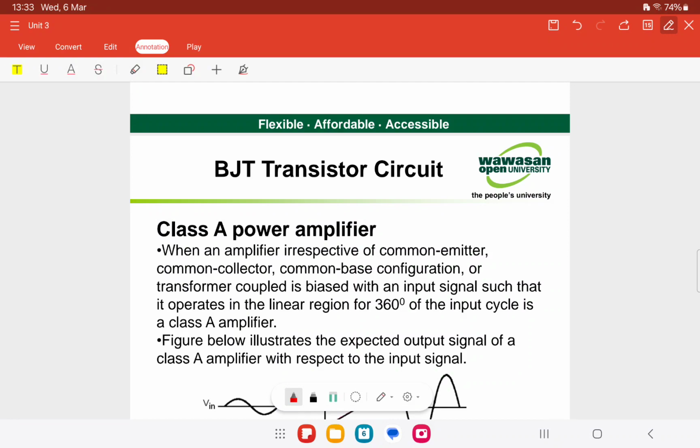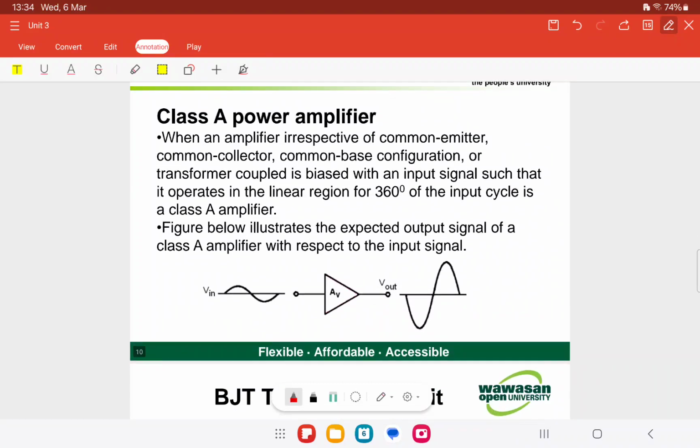First we go for the class A power amplifier. When an amplifier, irrespective of configuration, remember we have common emitter, common collector, or common base configurations, or also the transformer coupled, is biased with an input signal such that it operates in the linear region for 360 degrees of the input cycle, it is a class A amplifier. Let's see, we have a figure here.